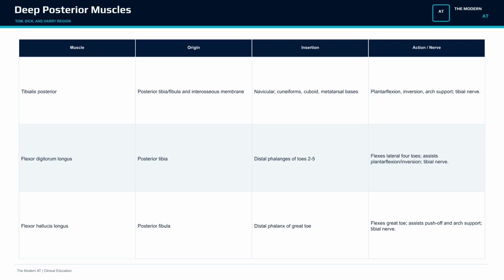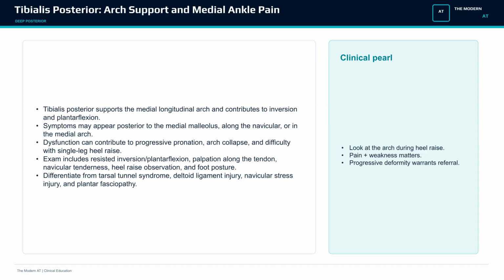Clinically, use palpation, resisted inversion, toe flexion testing, heel raise observation, and foot posture assessment to decide whether the deep posterior compartment is contributing to symptoms. Tibialis posterior is a key dynamic supporter of the medial longitudinal arch. Symptoms may appear behind the medial malleolus, along the navicular, or in the medial arch. Dysfunction can contribute to progressive pronation, arch drop, and difficulty with single leg heel raise.